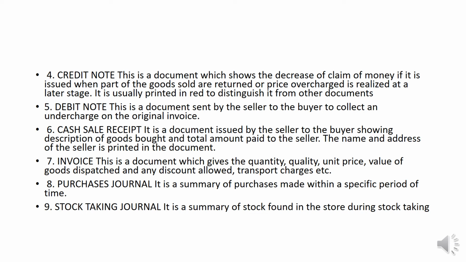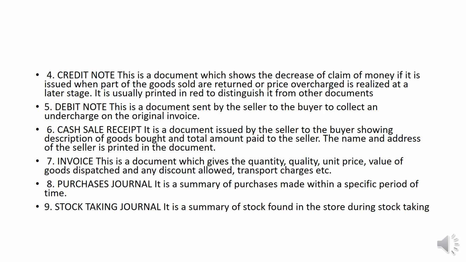So we go to the fifth one, that is debit note. This is a document sent by the seller to the buyer to collect an undercharge on the original invoice. So that is the opposite of credit note. Credit note is the opposite of debit note. Credit note deals with overcharge, while the debit note deals with undercharge.